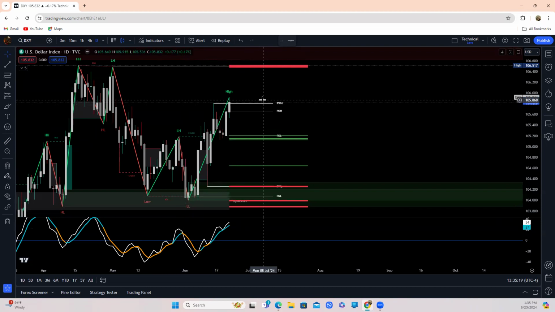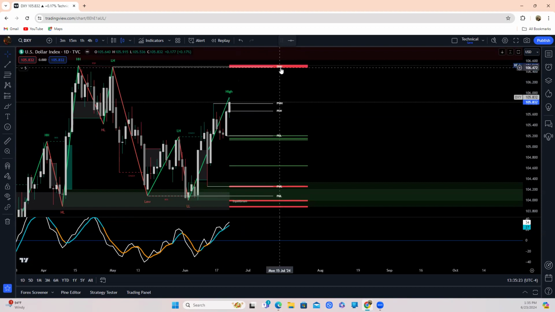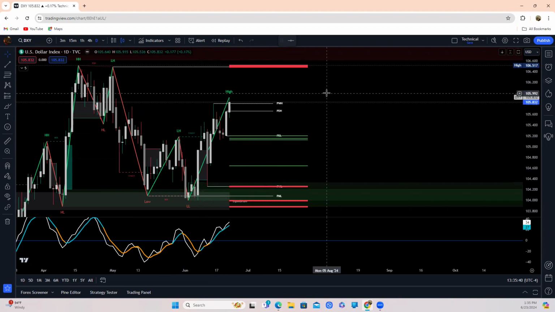Now, at some point, we are gonna get a pullback. But we can still look for buy entries, seeing as though the dollar is still strong. And it's looking to get into this. This right here is a previous month's high. So very significant area to be trading at. So that's the dollar. So we know the dollar is bullish for the most part. So a lot of buying on the dollar.